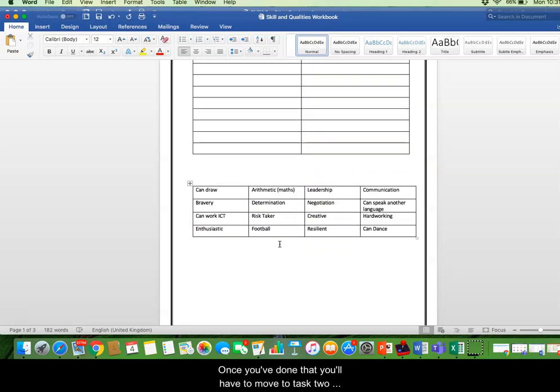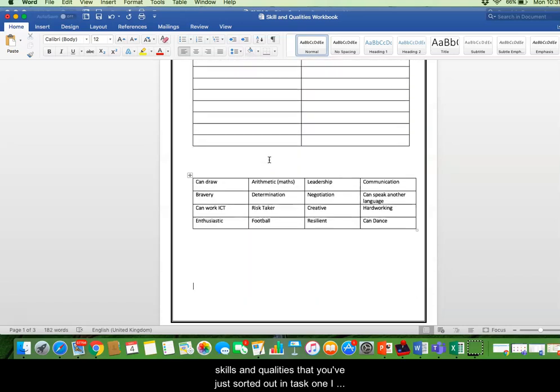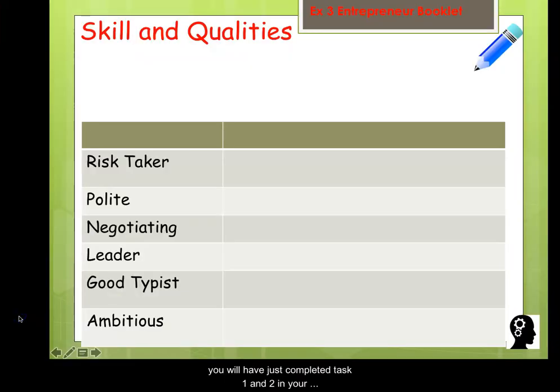Once you've done that, you have to move to task 2, where you have to consider which skills and qualities do you think are most useful for an entrepreneur. So using the skills and qualities that you've just sorted out in task 1, I want you to pick 4 skills and 4 qualities that you think are personally most useful for an entrepreneur. Once you've done that, can I get you to go back to the video? You will have just completed tasks 1 and 2 in your entrepreneur booklet.